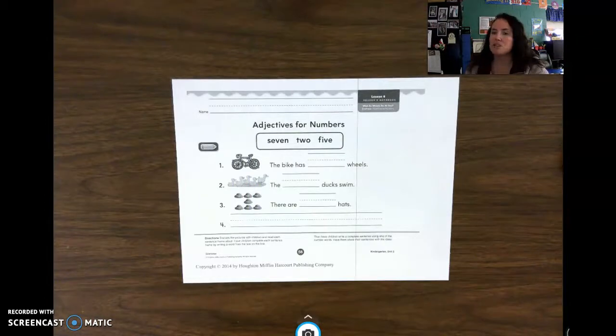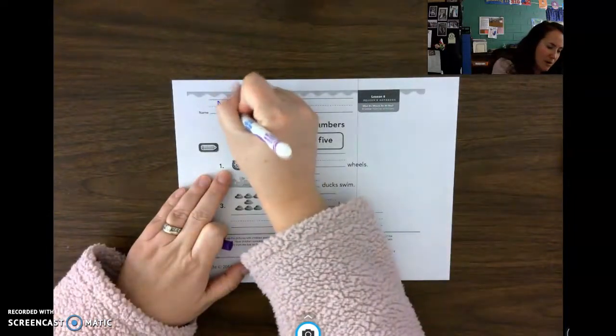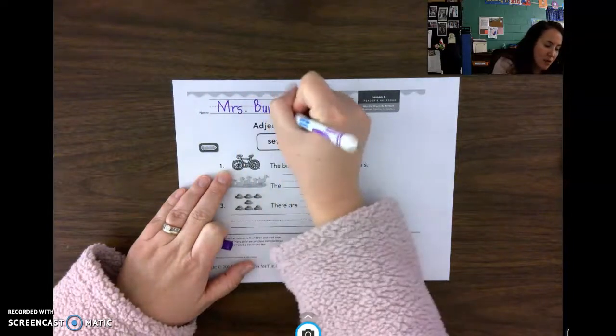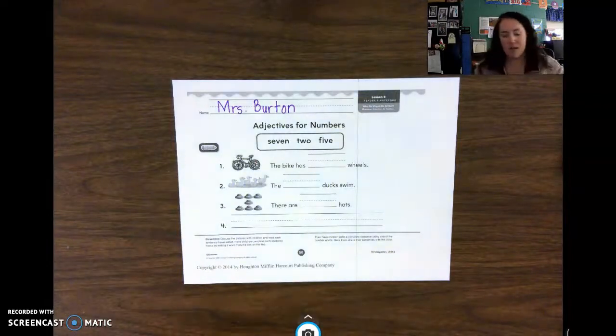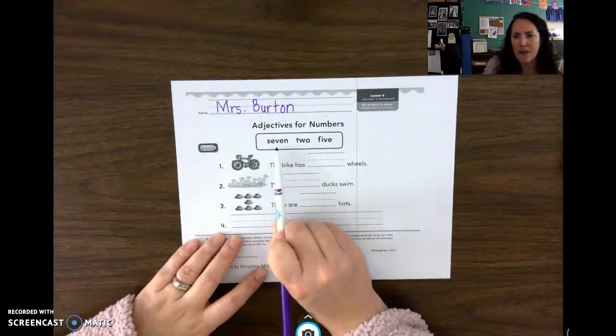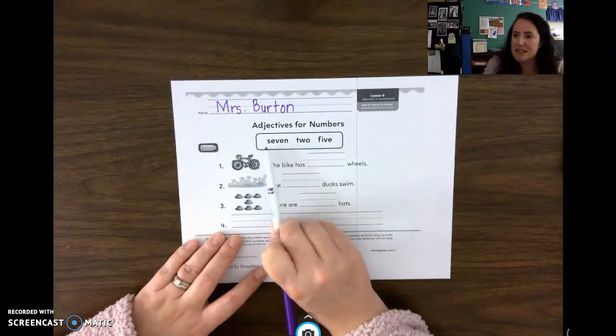So we're going to do some practice with some number adjectives today to describe these pictures on our paper. You need to get this paper out of your packet and get your name on the top. We've actually been learning some of these number words in our last few math chapters. So let's see. Does anybody know what this number word is? Seven. So one of our words we're going to be using is seven.